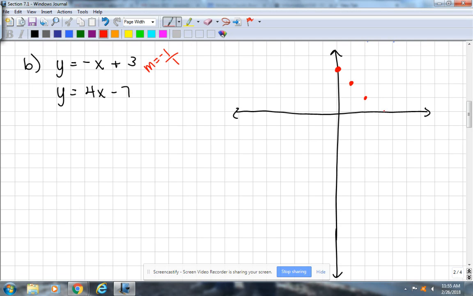And I'm going to do that multiple times because, again, I want to make sure my line is as straight as possible so that I can tell exactly where these two lines are meant to intersect. So there's my first line.